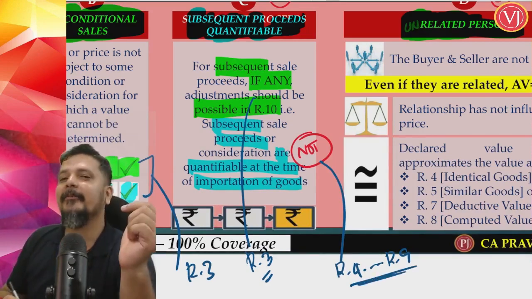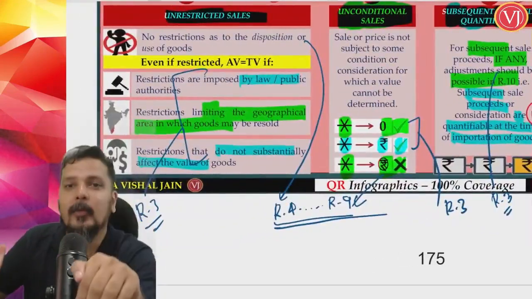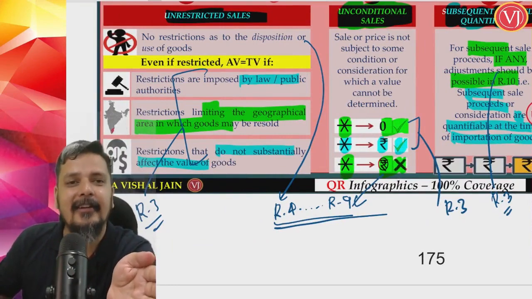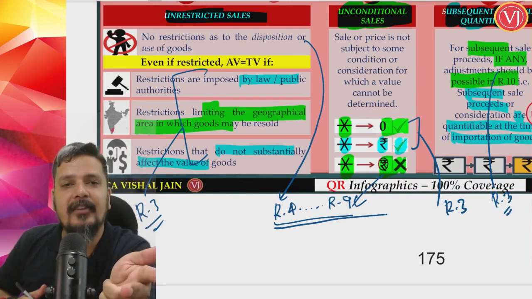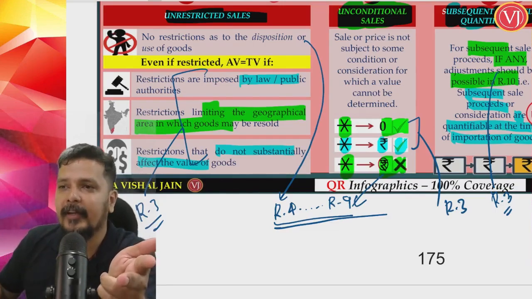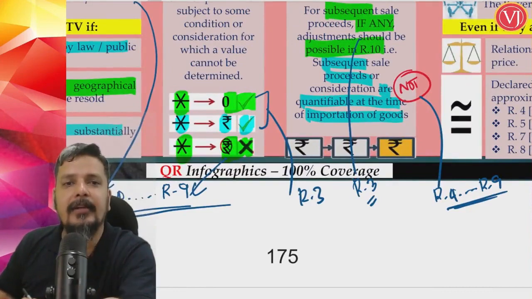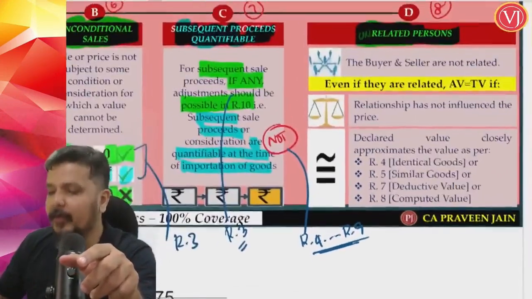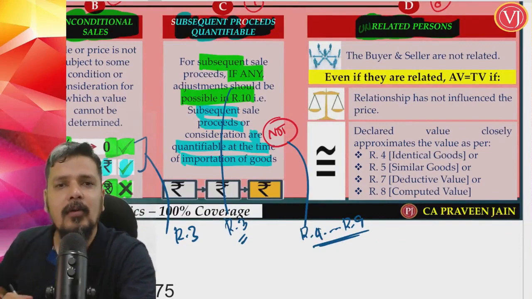See, in all these conditions, you are finding one thing very common. You may remain in rule 3 at times, or you will be thrown outside rule 3 at times. Correct? If there is a restriction by law, public authority, geographical restriction not having any value effect, be in rule 3. Otherwise, go to 4 to 9. If there is a condition, value of which is 0 or value of which is quantifiable, be in rule 3. If not quantifiable, go to 4 to 9. If there is a subsequent sale proceeds which you can quantify now at the time of import, be in rule 3. Otherwise, go to 4 to 9.